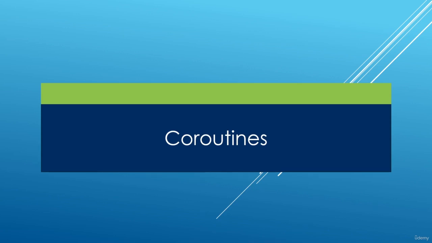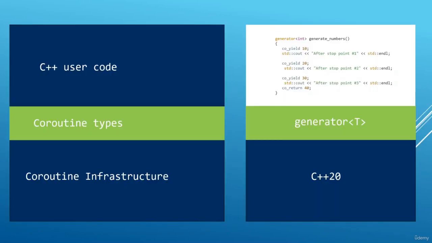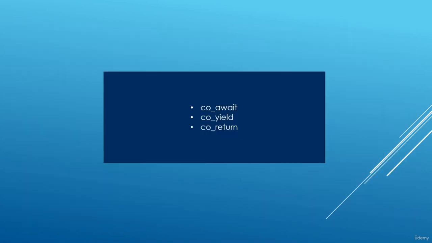Congratulations on hitting the end of this chapter where we were learning about C++20 coroutines. We have seen that coroutines are an extension on the concept of functions, and they add the ability to pause and resume functions. And we saw that C++20 introduced 3 new keywords that allow us to pause and resume coroutines.